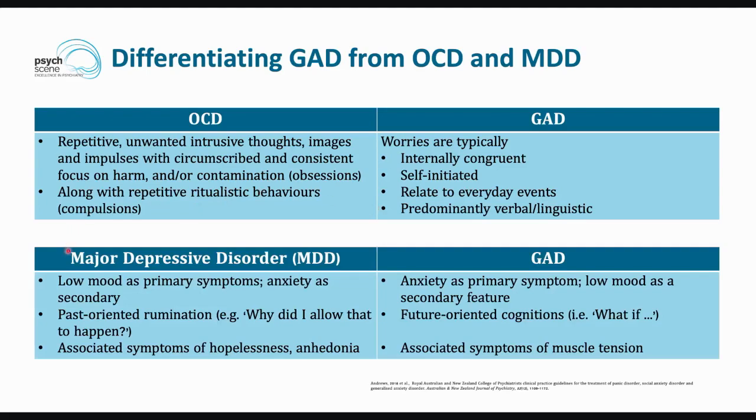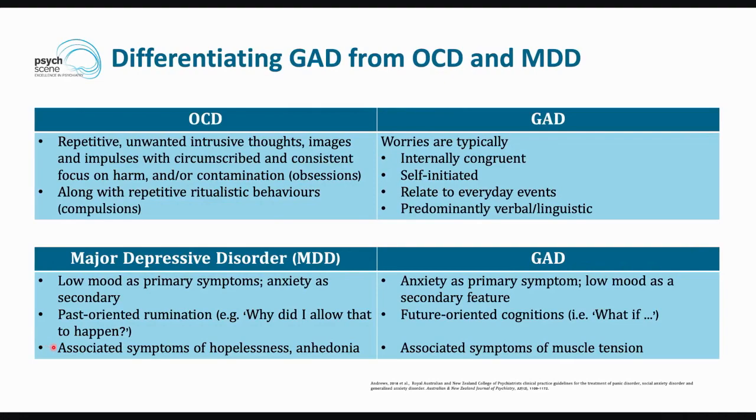In major depressive disorder, on the other hand, low mood is a primary symptom, and anxiety often tends to be secondary. The ruminations, the preoccupations, the worries are often past-oriented. Why did I allow that to happen, for example? Why did I do that? So feelings of guilt may be present. Individuals saying I was a bad person, I did the wrong thing, I did something bad in my life. Those sorts of themes are common in depression.